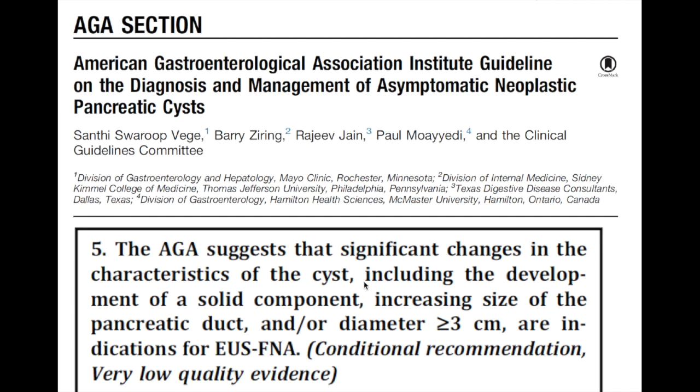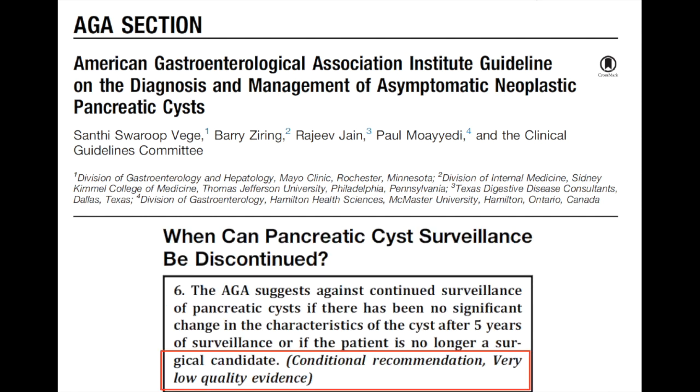Now, patients that you have in surveillance that have a change in size or characteristics of the cyst, i.e. they develop a mural nodule or wall thickening, this should prompt at least an EUS FNA for further consideration. Now, if the cyst remains stable over time, so you do your 1 year scan and then your every 2 year scans, the AGA recommends stopping surveillance at that point. So that's 5 years after the initial diagnosis of the cyst. This 5-year mark is relatively arbitrary, however.